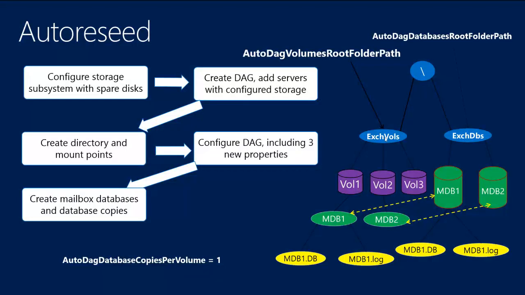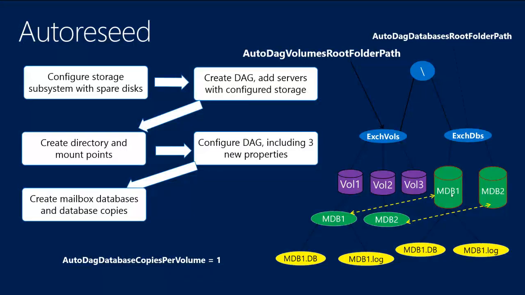So underneath the volumes, again, that's where all of your storage is going to be. That's going to be your in-use storage and your spares as well. So you can see under volumes, I've got volume 1, volume 2, and volume 3. Now, under volume 1, you can see that there's this MDB1, and then below that MDB1.db and MDB1.log. Volume 2 has the same thing. There just wasn't enough room to show all that. And volume 3 doesn't have anything. It is my empty spare.